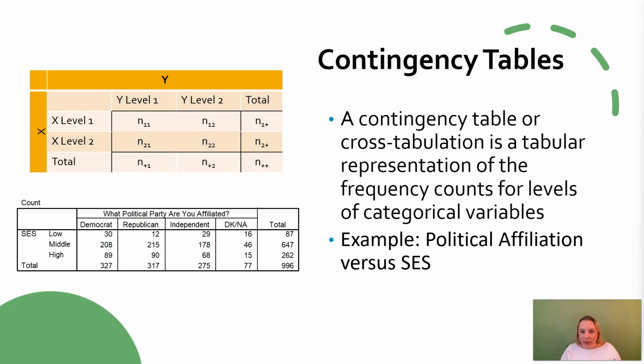So an example would be political affiliation versus socioeconomic status. If you look at the individual pieces in here, we see that 29 of my independents were from the low socioeconomic status. And I have a total of 996 observations here.